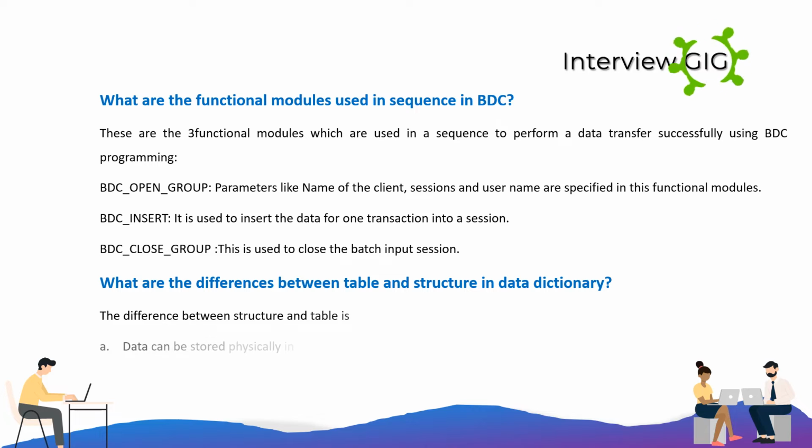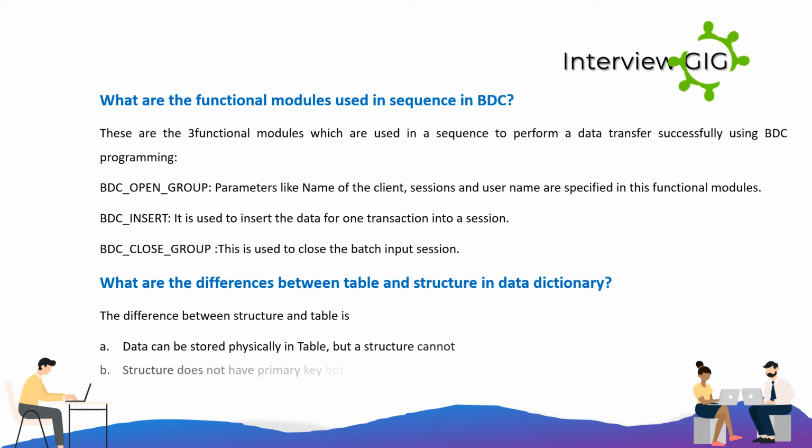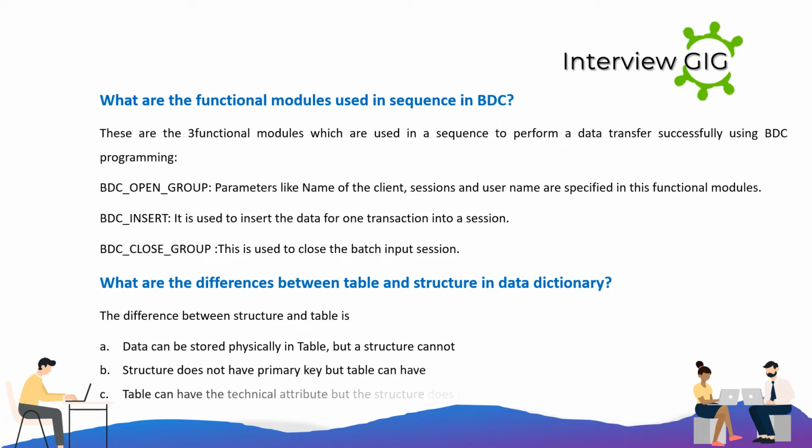What are the differences between table and structure in data dictionary? The difference between structure and table is: A. Data can be stored physically in a table, but a structure cannot. B. Structure does not have a primary key but a table can have. C. A table can have the technical attribute but the structure does not.